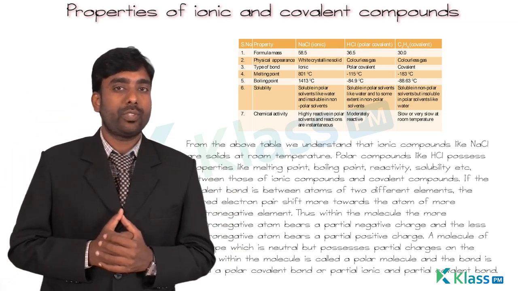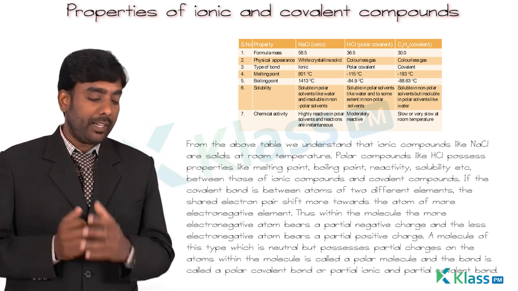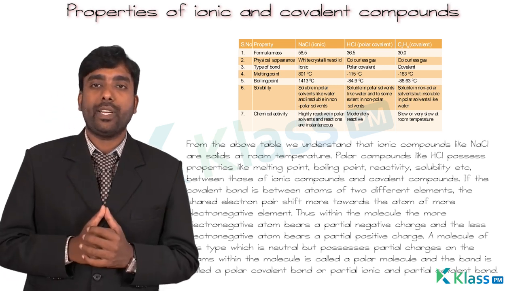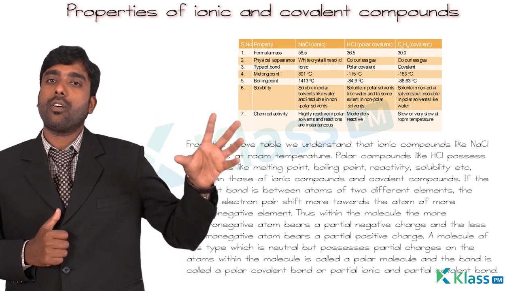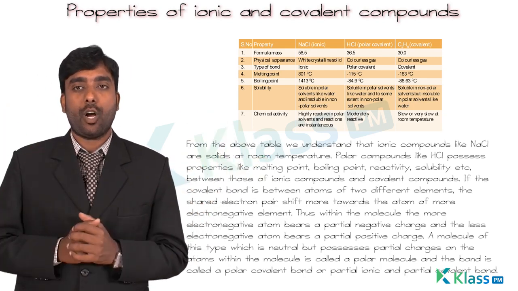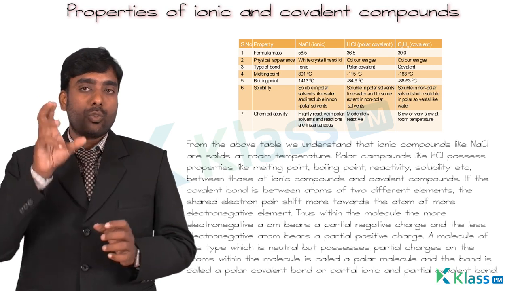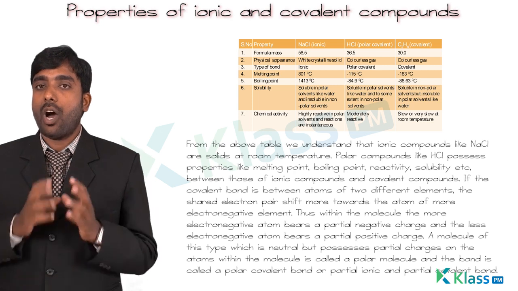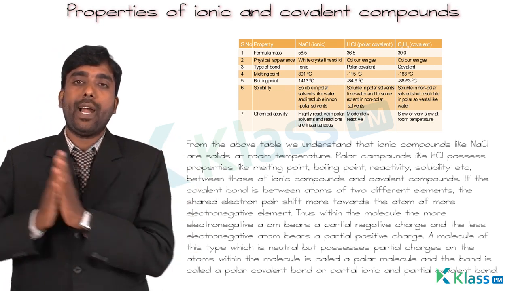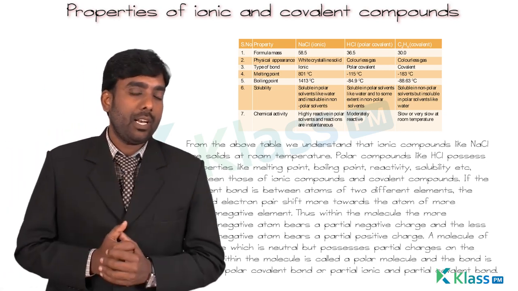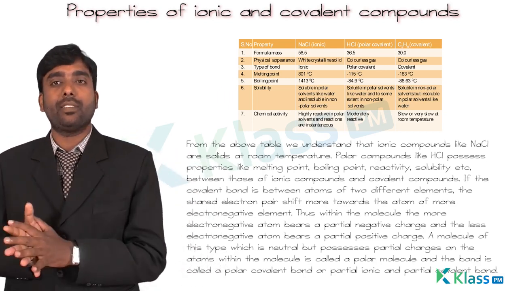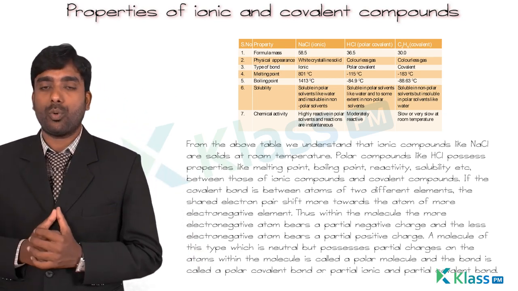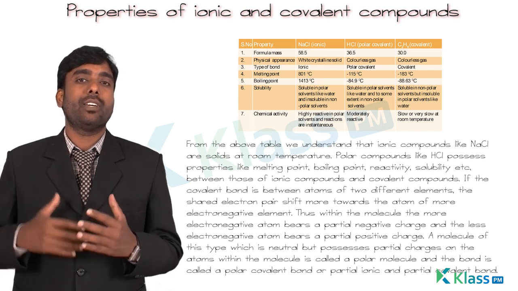Here in the table, you can see that three examples have been taken: sodium chloride, hydrogen chloride and ethylene. Sodium chloride is the ionic compound and ethylene is the covalent compound. In between is HCl. If you observe the properties in the table comparison, the properties of HCl are in between those of sodium chloride and ethylene. So how is HCl different from NaCl and ethylene, and whether we have to call HCl an ionic compound or a covalent compound, we need to discuss. We will discuss that in the next class.